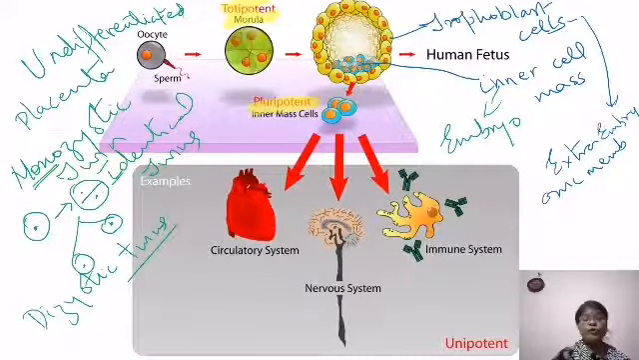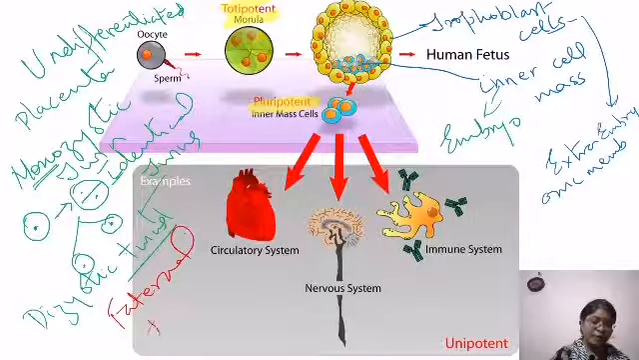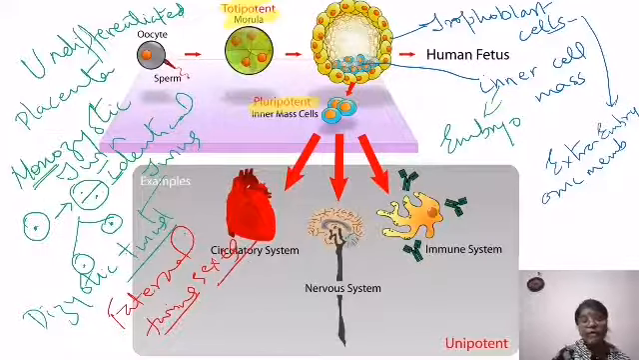Therefore in the case of fraternal twins, what do we find? That their sexes can even be different. This is not the case with monozygotic twins, where the sex will be the same. Here the sexes can even be different, and they are non-identical. They don't look similar in any respect.